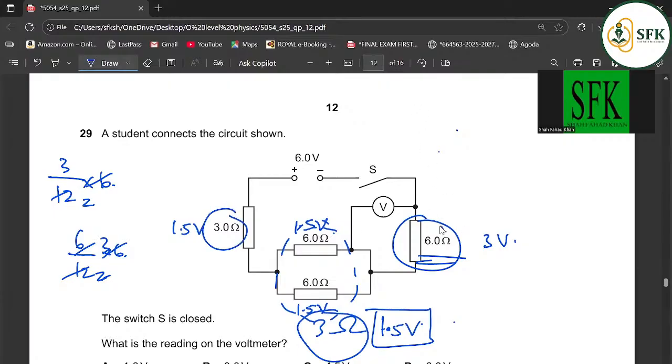Now to calculate the voltage across this one, we use the formula: resistance of 6 ohms divided by total resistance, which is going to be 3 plus 3 plus 6, 12, multiplied by the total voltage. So that turns out to be 3 volts, and that's it. That's the answer, B.